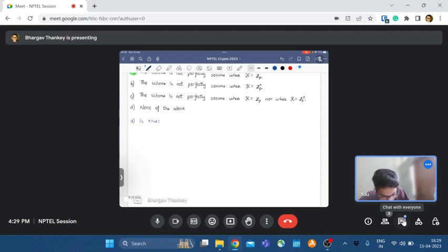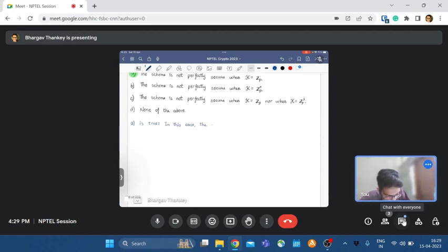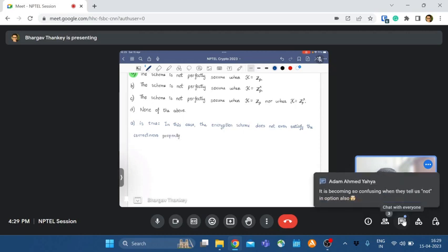In this case, the encryption scheme does not even satisfy the correctness property.